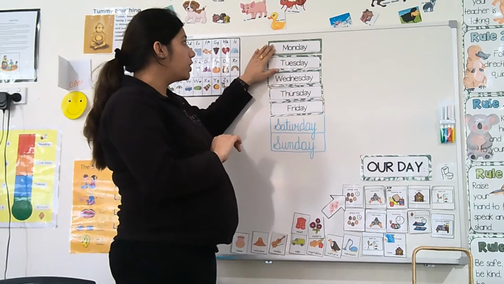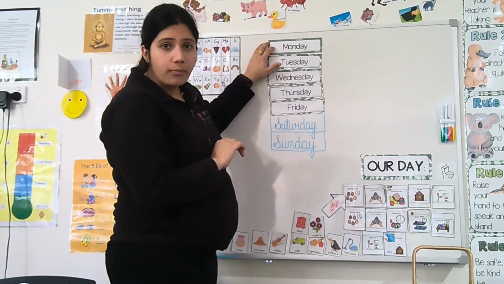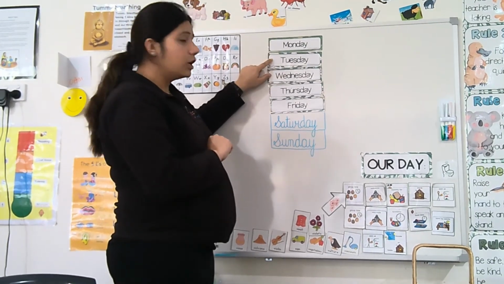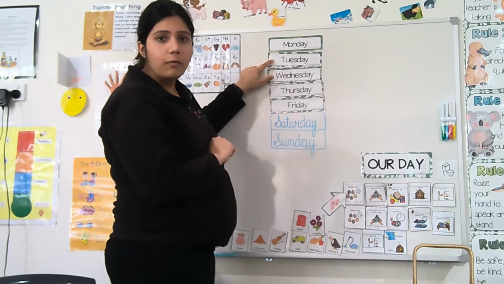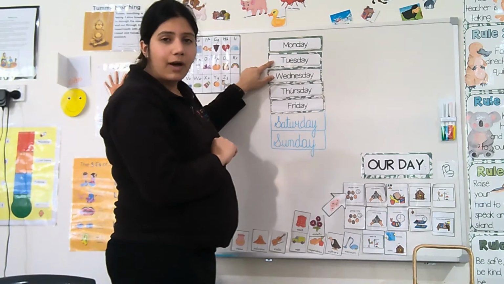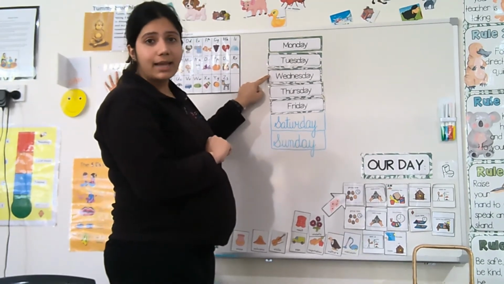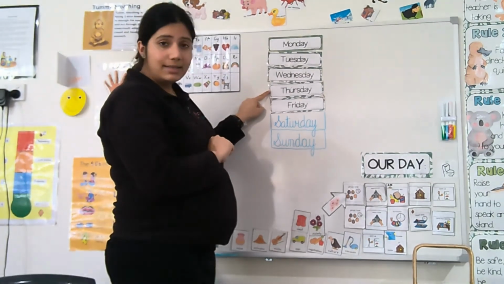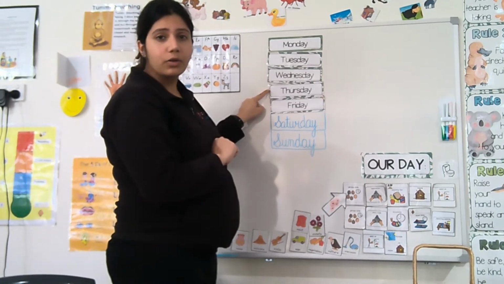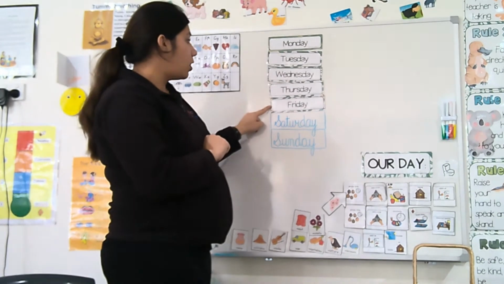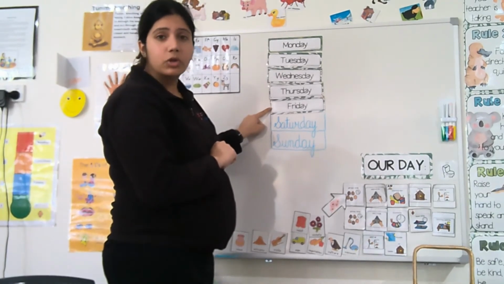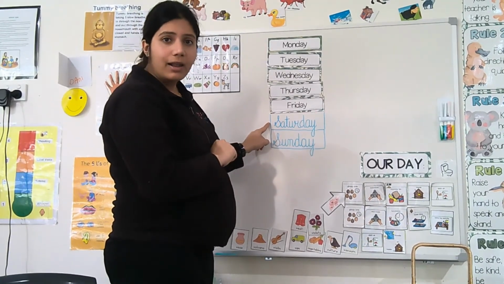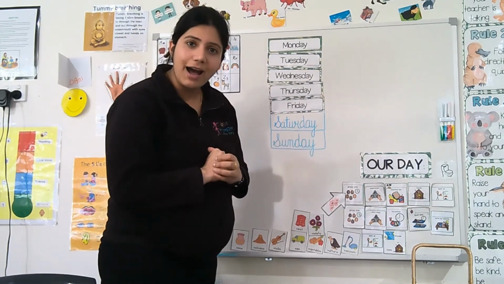Alright, listen very carefully. We call Monday Somvar. How do we say? Somvar. Good job. And we call Tuesday Mangalvar. Mangalvar. Good job. And we call Wednesday Budvar. Budvar. And Thursday Guruvar. Guruvar. And we call Friday Shukravar. Shukravar. And we call Saturday Shanivar. And Sunday Ravivar. Well done.